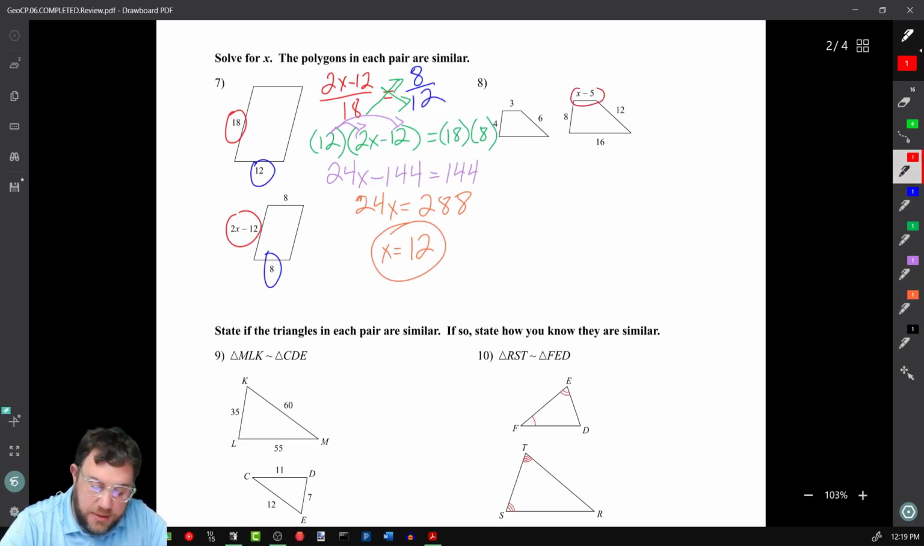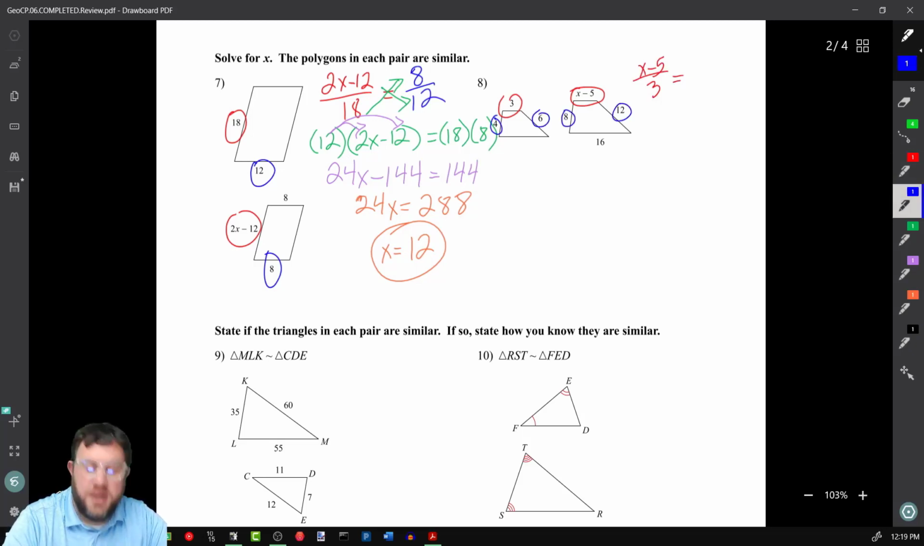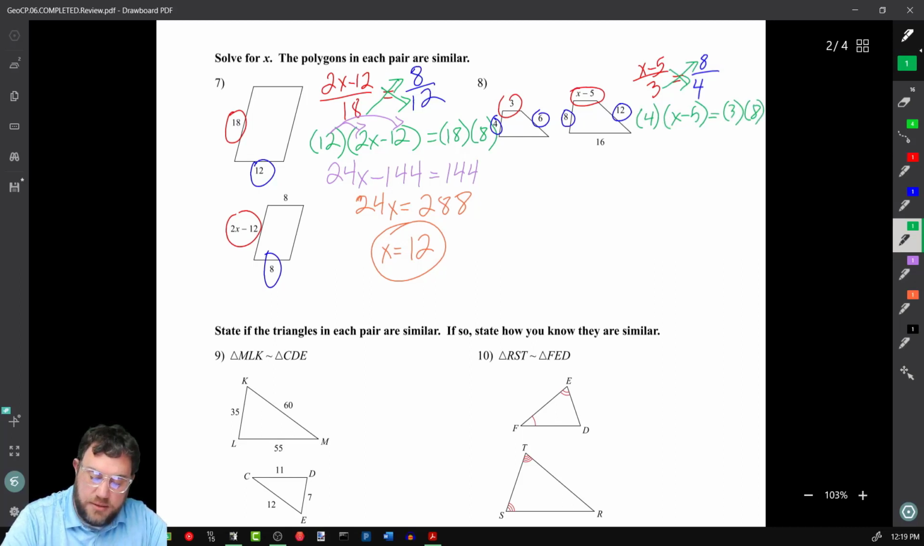For number 8, x minus 5 and 3 go together. And then we could either do 4 and 8 or 6 and 12. Doesn't matter which one, we're going to get the same result either way. I'm going to use 4 and 8, and I started to set up my fraction backwards. I need the 8 on top because the 8 is from the same shape as the x minus 5. Then I'm going to cross multiply just like we did before. 4 times x minus 5 equals 3 times 8.